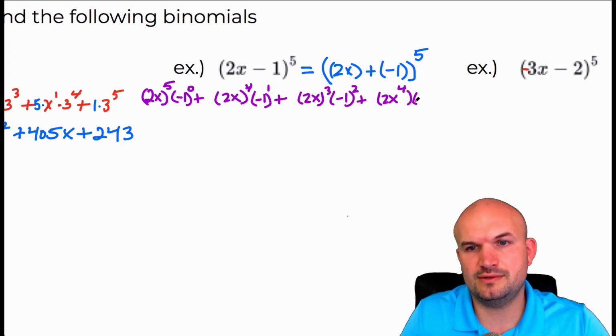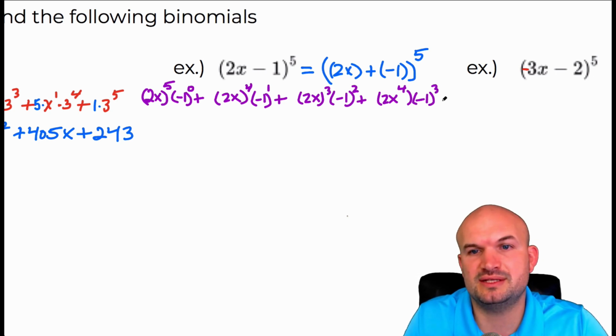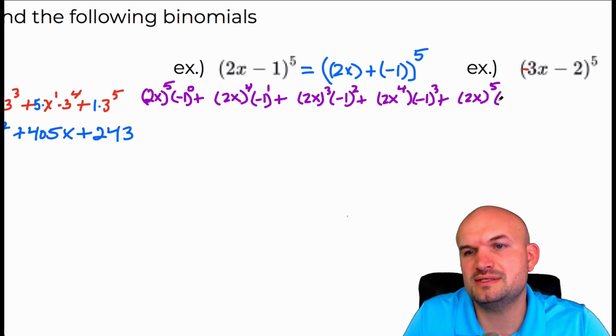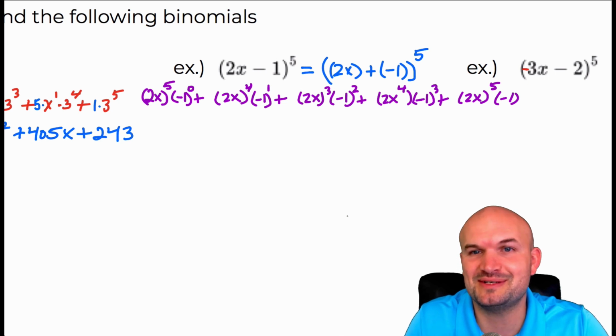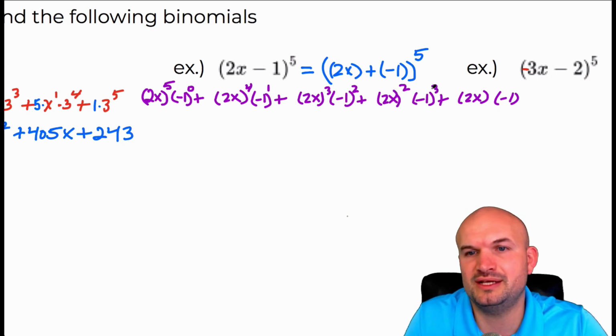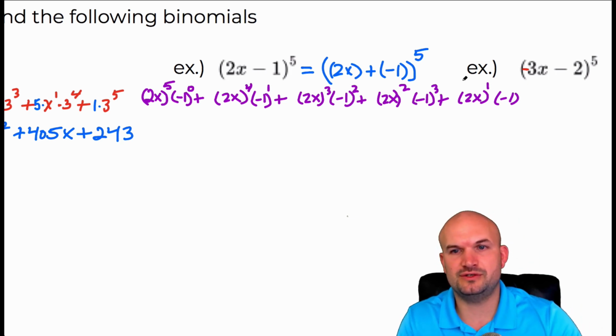times -1 to the 3rd, and you can see I'm running out of space. Let's see, we got one more. Plus 2x to the 5th times -1 to the, wait a minute, what happened here? 5, 4, 3, and then I stopped going. I start to reverse them. So you've got to be a little careful here because obviously I'm making some mistakes. All right, so that is 2x squared, and this would be to the 3rd, so this is to the 1st power. So that's 5, 4, 3, 2, 1.